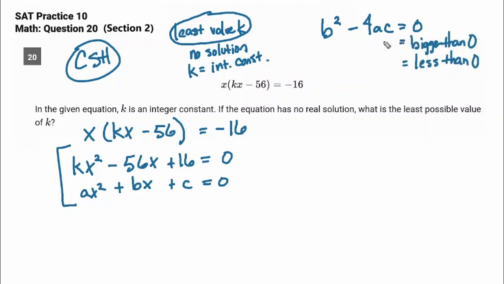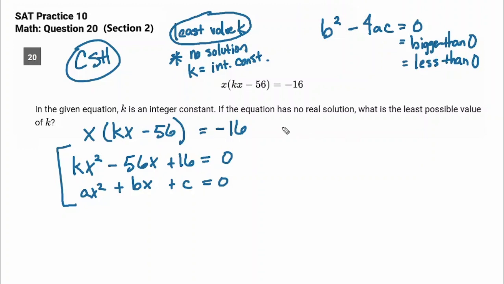If b squared minus 4ac equals 0, your quadratic equation has one solution. If b squared minus 4ac is bigger than 0, your quadratic equation has two solutions. If b squared minus 4ac is less than 0, your quadratic equation has no solutions. So that's what we want. We want b squared minus 4ac to be less than 0.